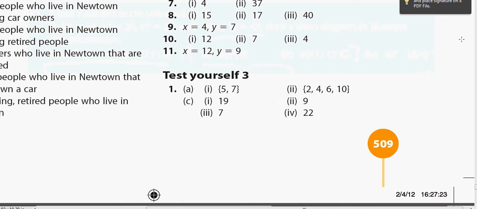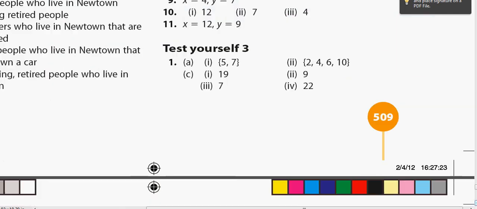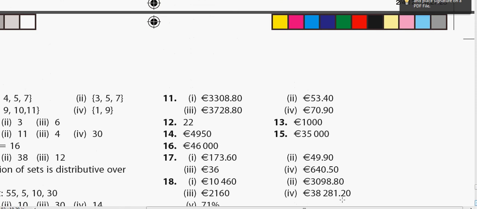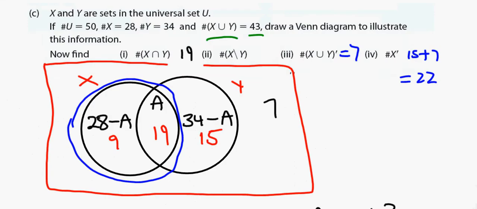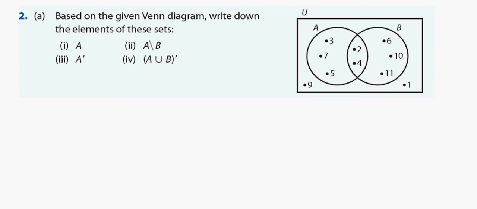So that moves us on to this part here, which is question 2, and we'll go on to question 2 now. Question 2. Based on the given Venn diagram, write down the elements in the sets. So A is going to be 2, 3, 4, 5, and 7.